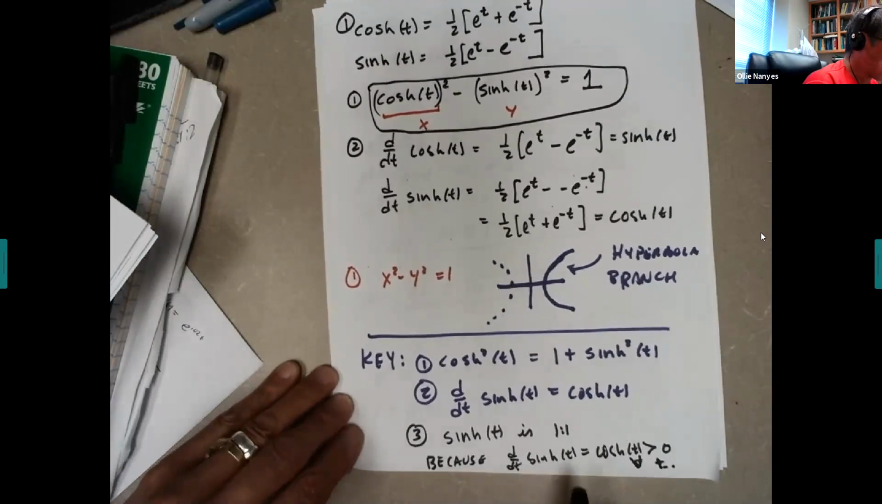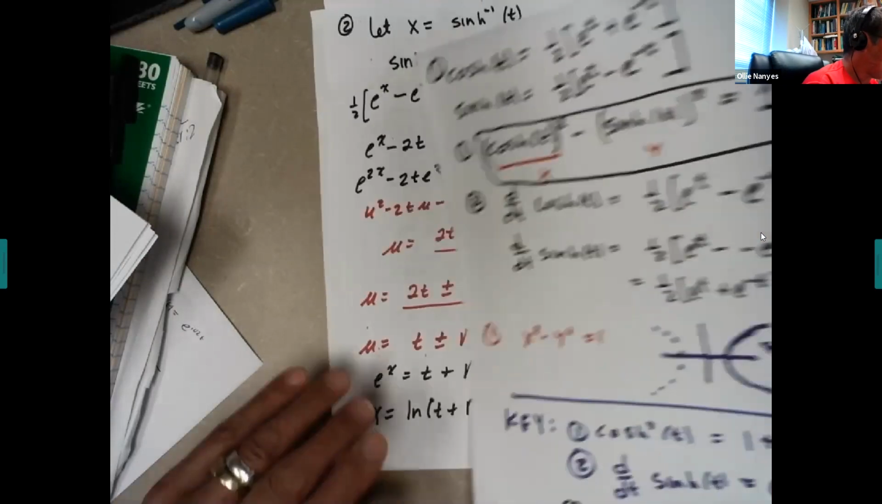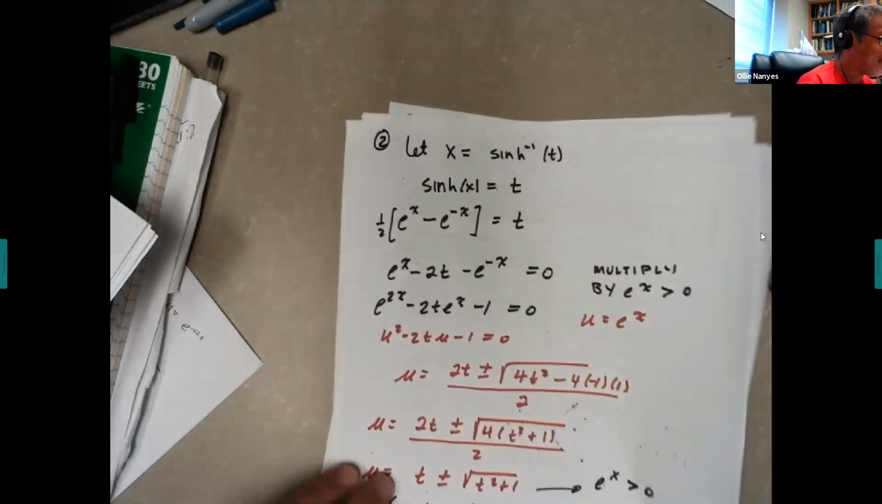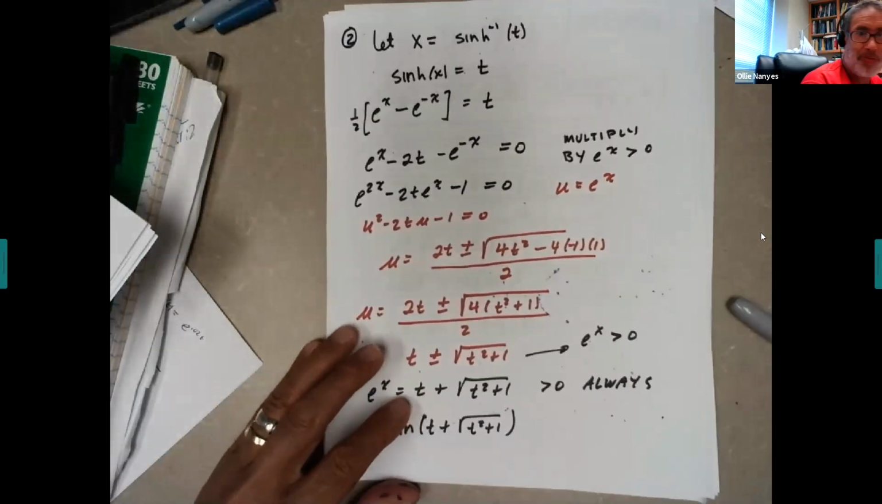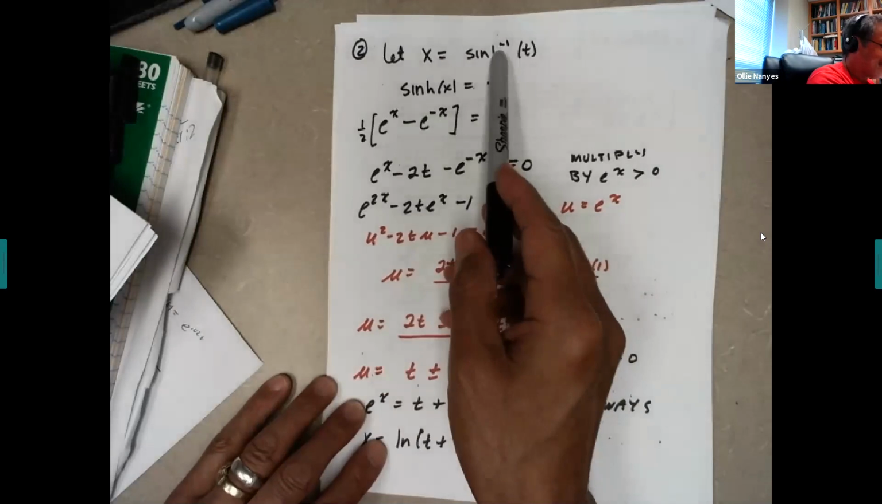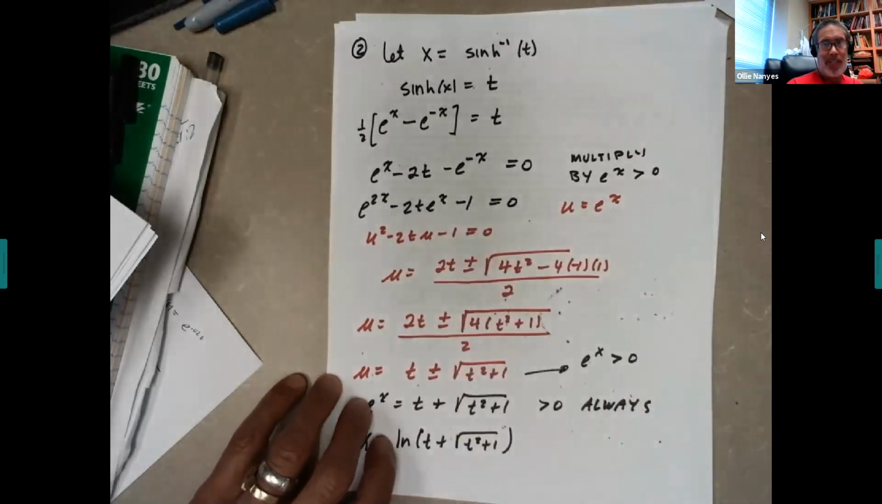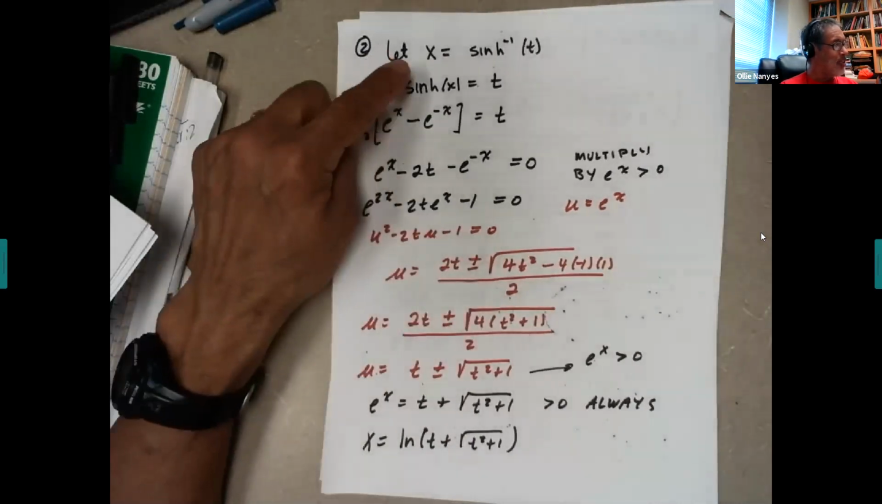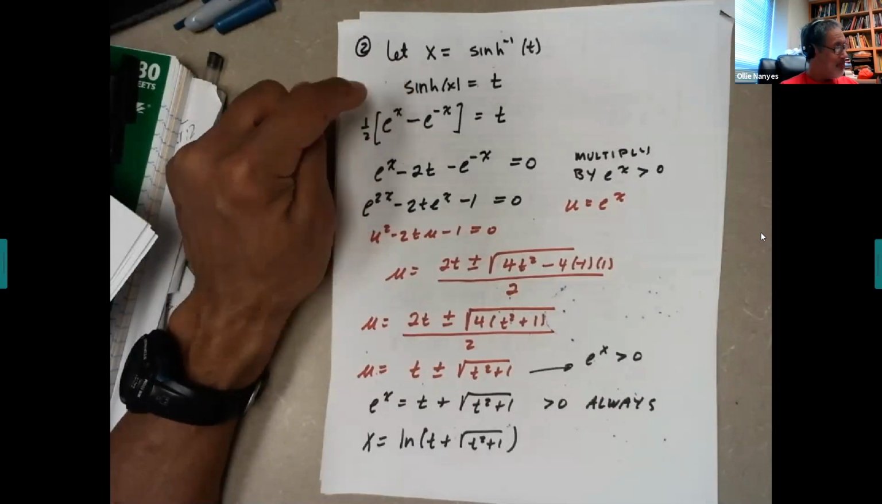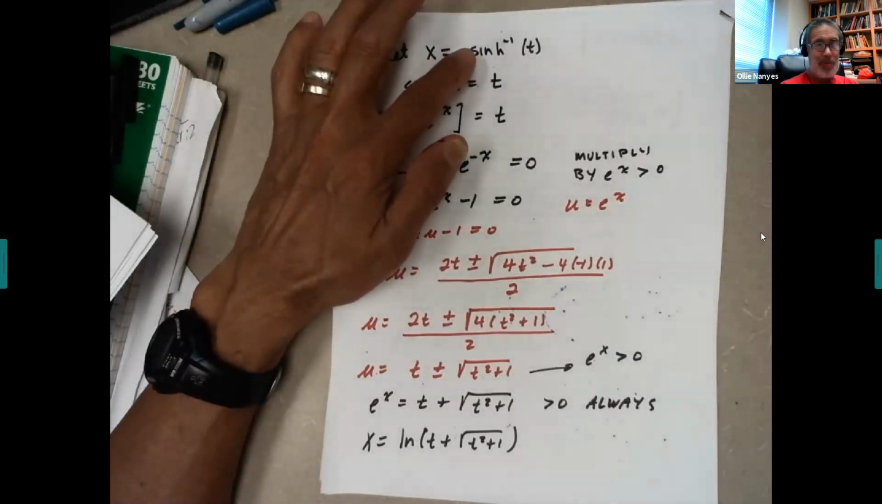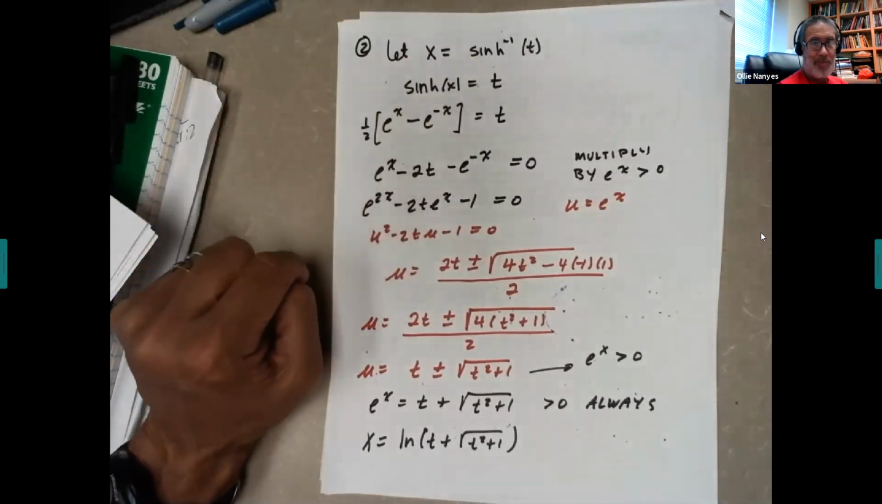So the hyperbolic sine function is an interesting one. So it has an inverse. So let's call it inverse hyperbolic sine. Okay. Now let's calculate what this inverse looks like in terms of t, because this is going to have an expression that's going to be important to us.